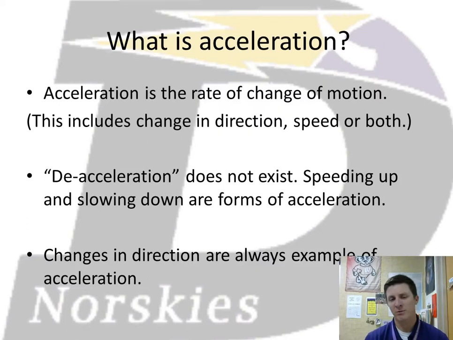Something I failed to mention before was the term deacceleration. That term does not exist. A lot of students have this misconception of using deacceleration to mean an object slowing down. An object accelerates when it slows down. So speeding up and slowing down are both forms of acceleration. We just call it acceleration. Deacceleration does not exist. And finally, changes in direction are always examples of acceleration. So whenever an object turns, if you're in a car and it turns the corner, you are accelerating based off our definition.